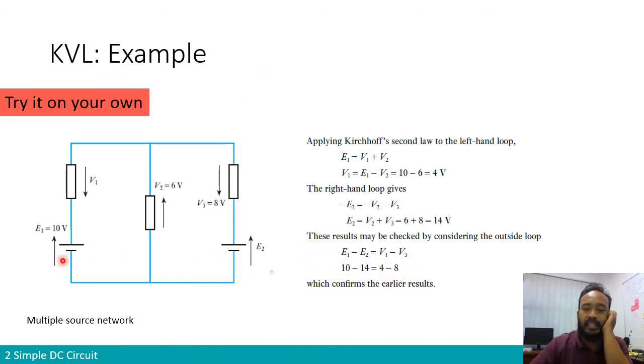So if you do it in this particular direction, it is E1 minus V1 plus V3 minus E2 equals 0, or E1 minus E2 equals V1 minus V3. So you will get 10 minus 14 equals 4 minus 8. So they are all equal. 10 minus 14 is minus 4, and here you also get minus 4. So it confirms the values of V1 and E2 you have found.